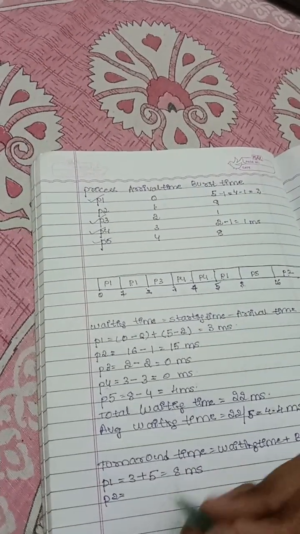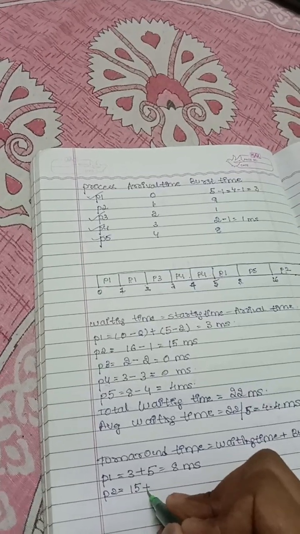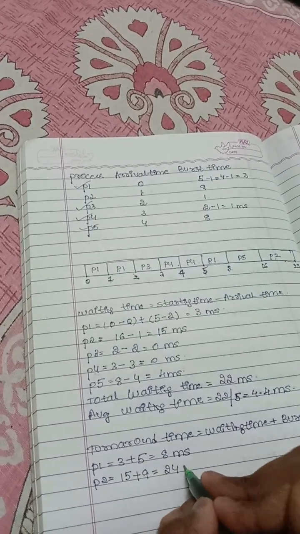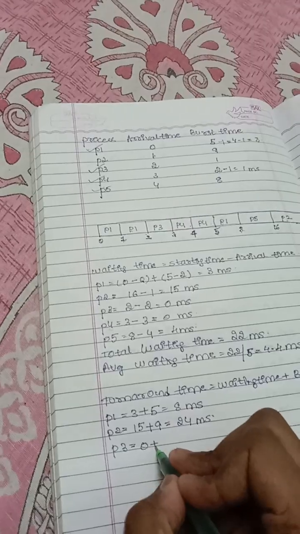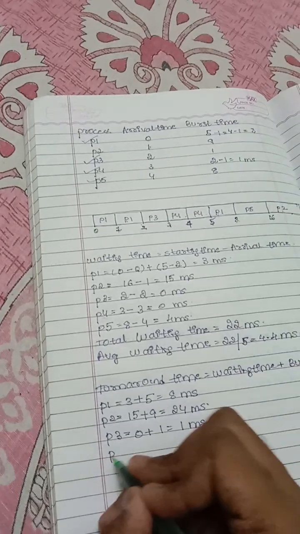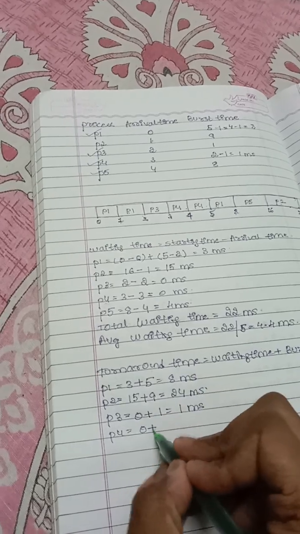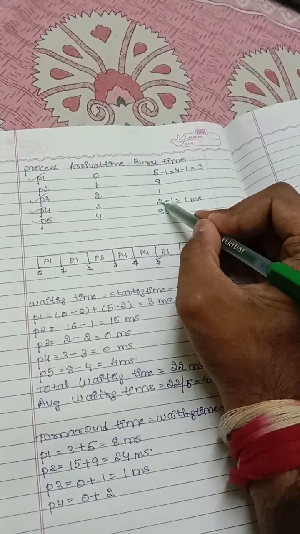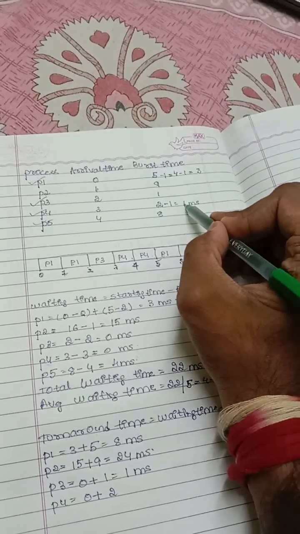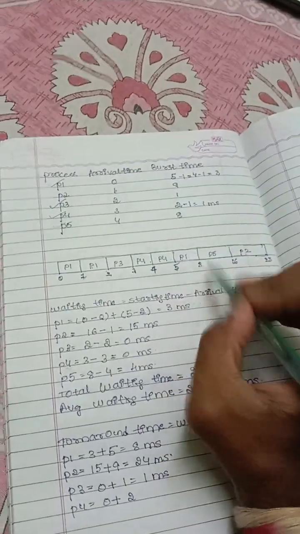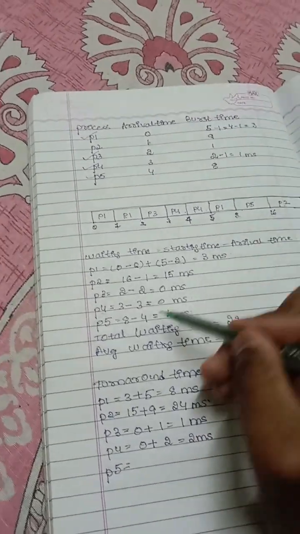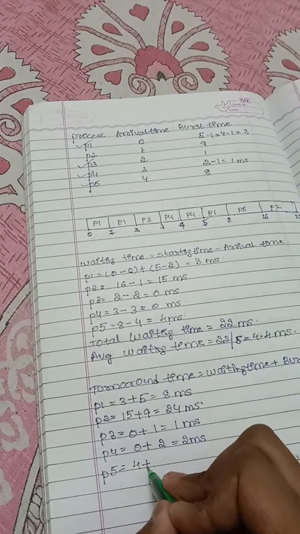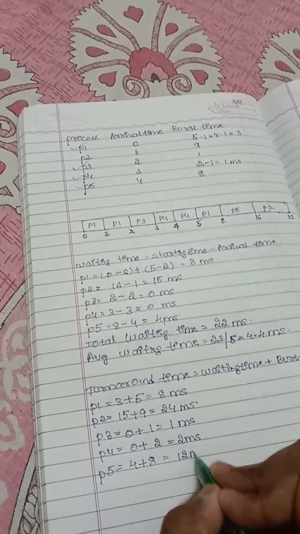Similarly for process P2, the waiting time is 15 millisecond and the burst time is 9 millisecond. It will be 24 millisecond. For the process P3, the waiting time is 0 millisecond and the burst time is 1 millisecond. For the process P4, the waiting time is 0 millisecond and the burst time is 2 millisecond. See here, 2 is given in the actual question. Do not take 1 millisecond because it performs context switching. Now it will be 2 millisecond. Similarly for the process P5, the waiting time is 4 millisecond and the burst time is 8 millisecond. It will be 12 millisecond.